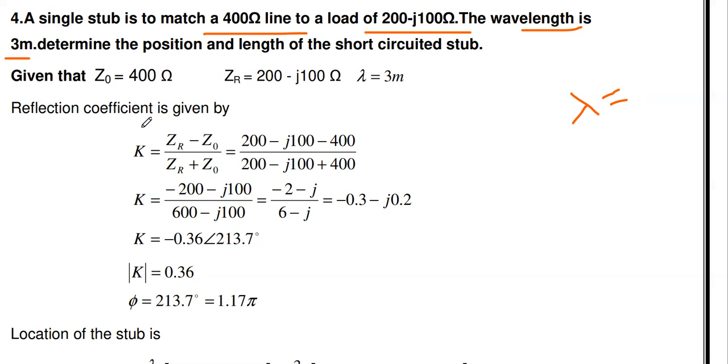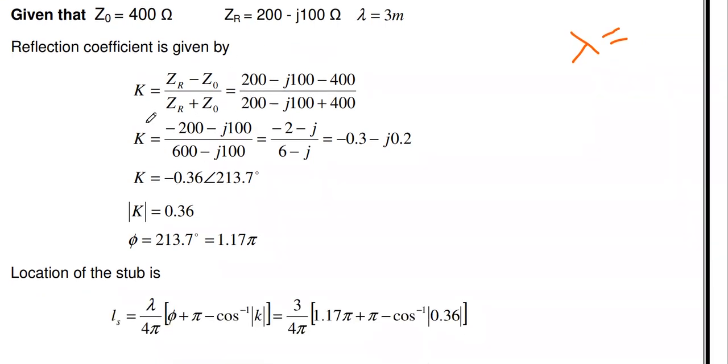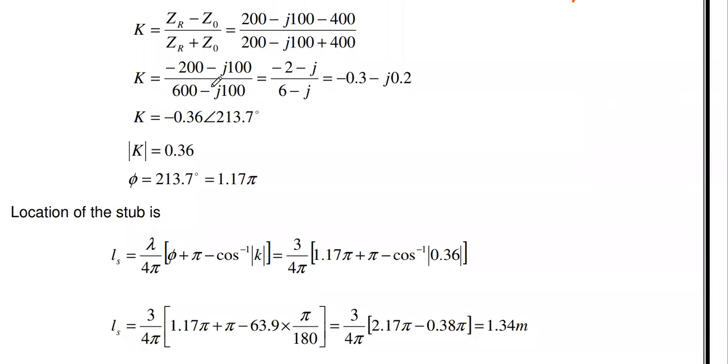So first we have to calculate the reflection coefficient. You know, (ZR minus Z0) by (ZR plus Z0). So you substitute the values: minus 200 minus j100, divided by, if you are adding, 600 minus j100. If you divide all this quantity by 100, you may find (minus 2 minus j) divided by (6 minus j).